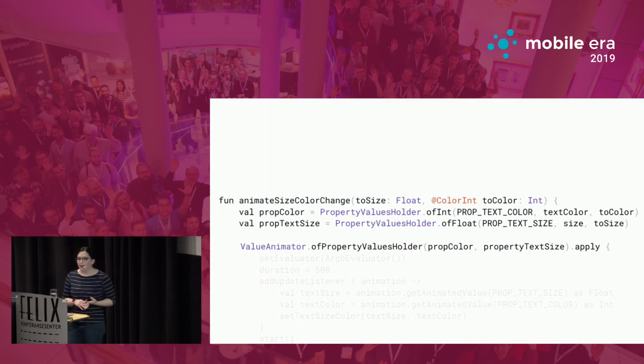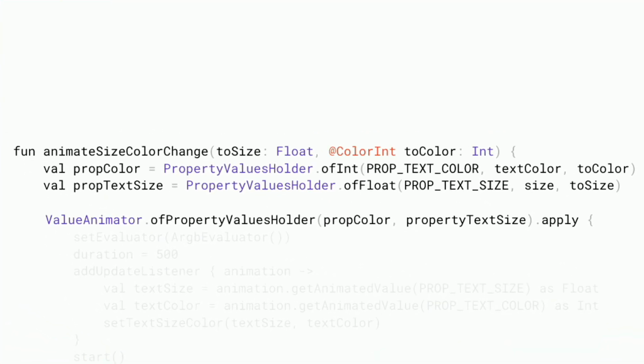So in my example, I want to animate some text that I'm drawing in a custom view, and I want to animate it to a certain size, so I want to scale it up, and I want to change its color as well. So to do this, I create two PropertyValuesHolders. The first one is a text color, and I give it the property text color, and I say the start color that I'm going to start at and the color that I want to go to. And then a text size, so the size that it is currently and the size it must go to. And then we create this ValueAnimator.ofPropertyValuesHolder. We give it all the properties that we want to animate.